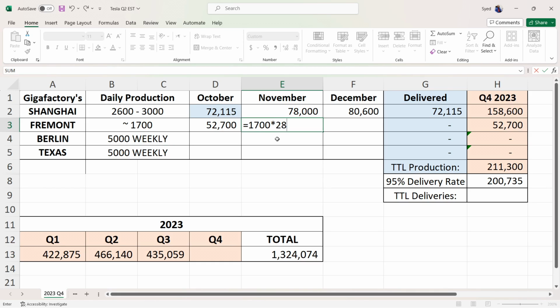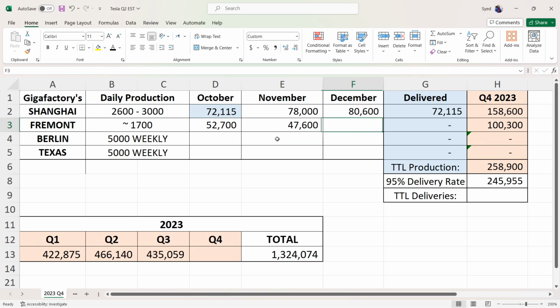Multiply that by 1,700, that's almost 48,000 vehicles produced. In December, there's 31 days, but subtract 1 day because of Christmas. Everyone's off on Christmas. So 30 days, multiply that by 1,700, that's 51,000 vehicles produced. Overall, over 151,000 vehicles produced in all of Q4 in the Fremont factory.